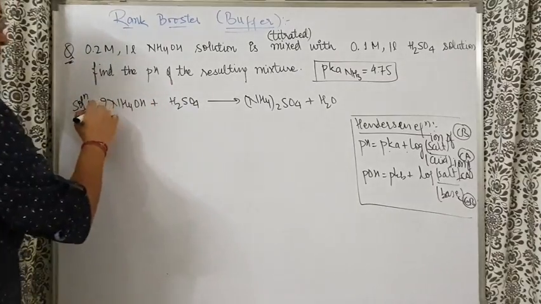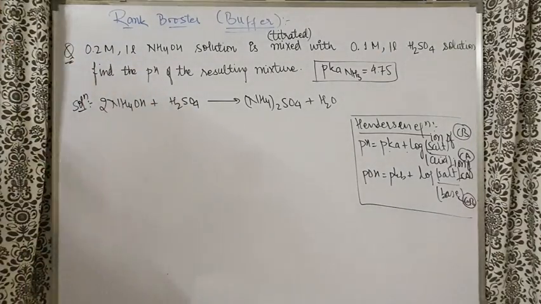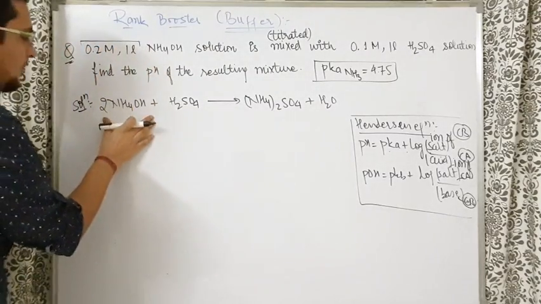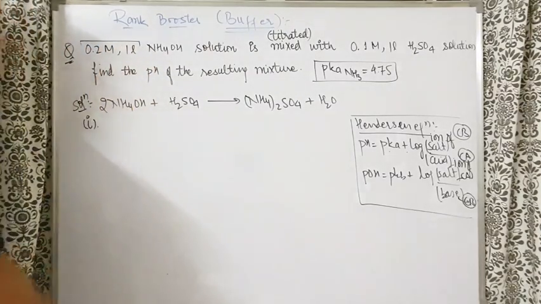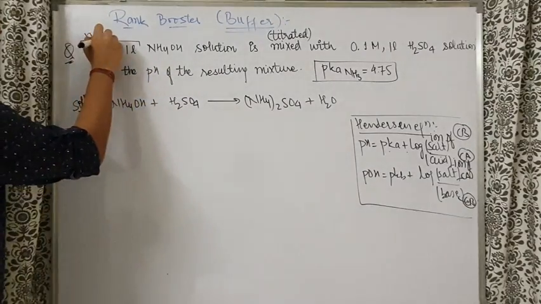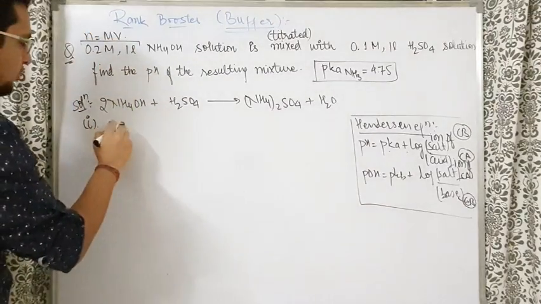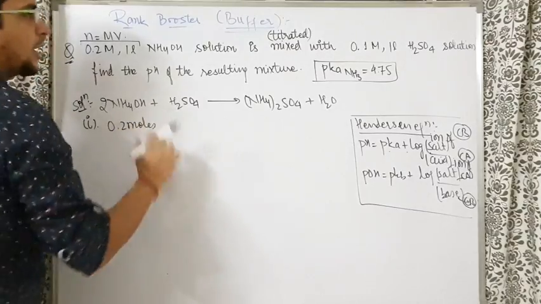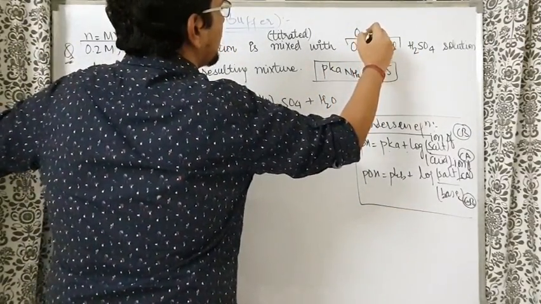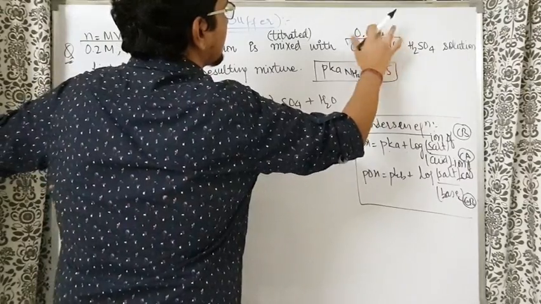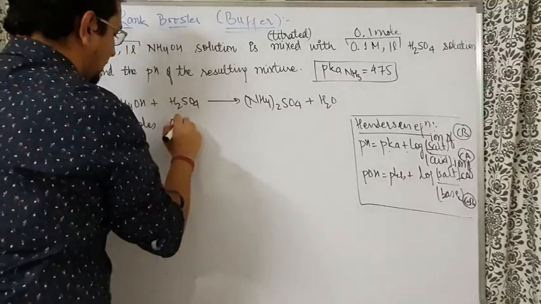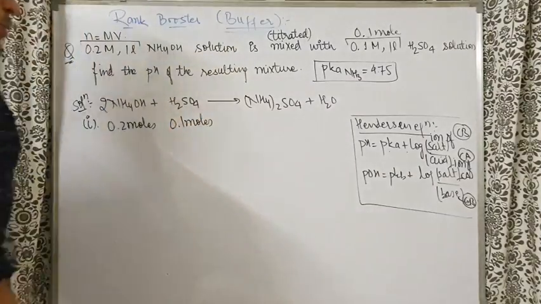They will balance the equation. So 2 ammonium hydroxide will come. Very good, you will write like this. Now, as per the mole concept, you will write how many moles of ammonium hydroxide are there initially. So 0.2 molar into 1 liter, moles are molarity into volume, so 0.2 moles will come. And for H2SO4, molarity into volume, so 0.1 mole will come here.